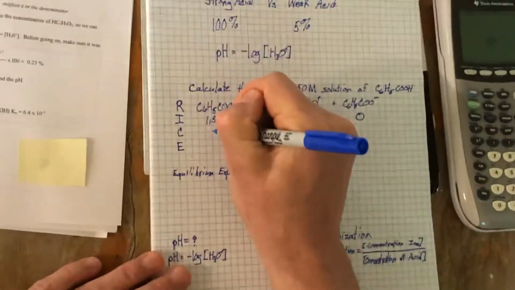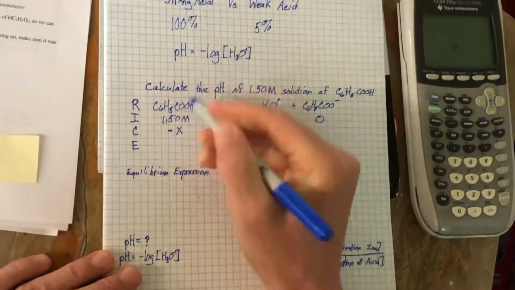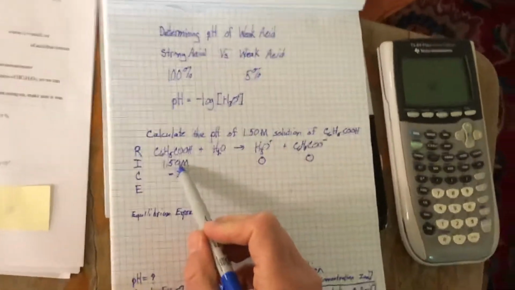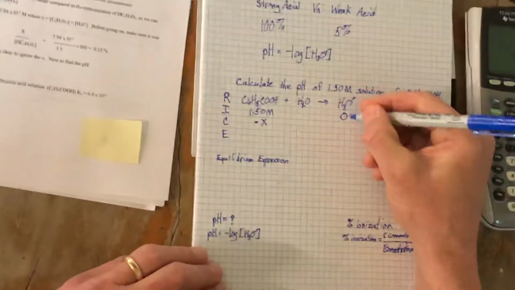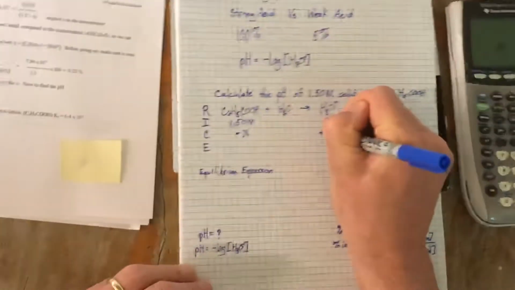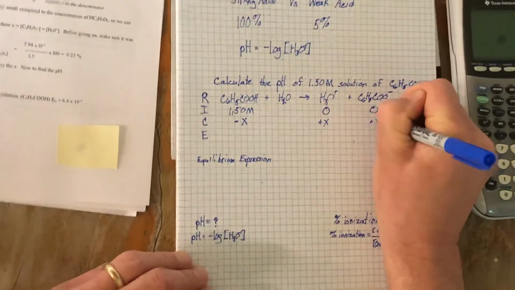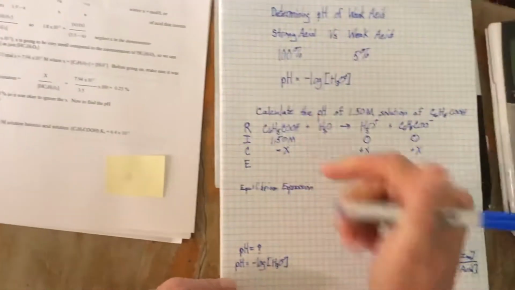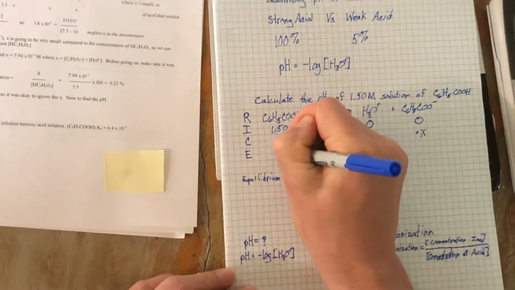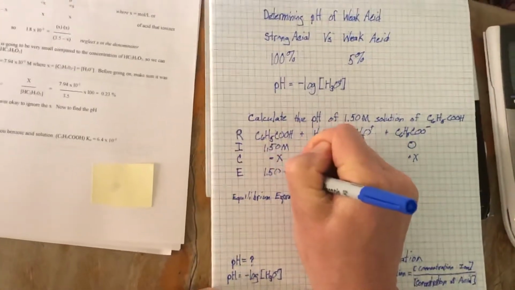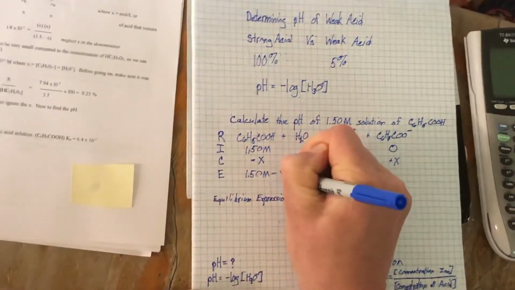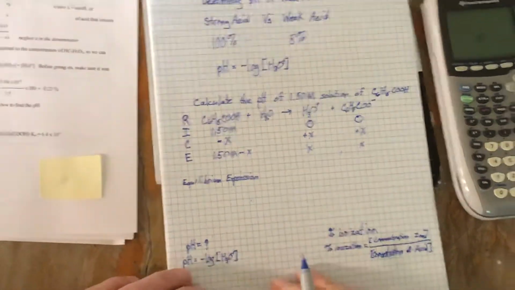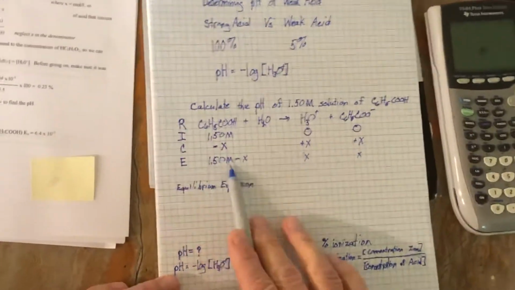So how's it going to change? Well, whatever amount of these that do dissolve, we're going to call x. Whatever amount dissolves on this side, we'd subtract from it, and then it would add to this side. So this would be plus x, and this would be plus x, because these are at a 1-to-1 ratio. So what do we end up with? Well, we end up with 1.50 molarity minus x, and that's going to be an x, and that's going to be an x. So this is going to be our final equilibrium concentrations.